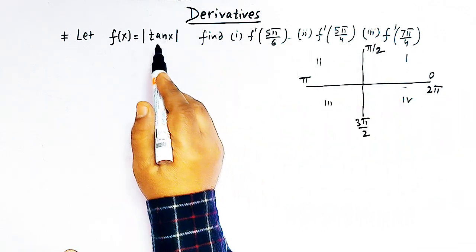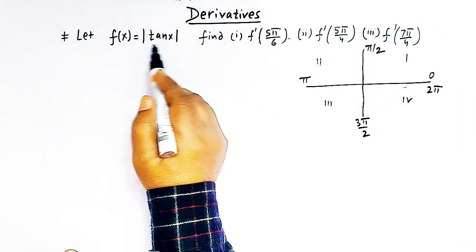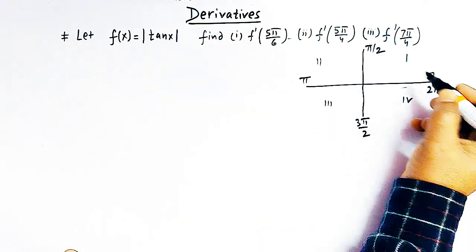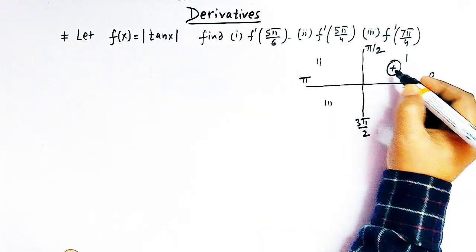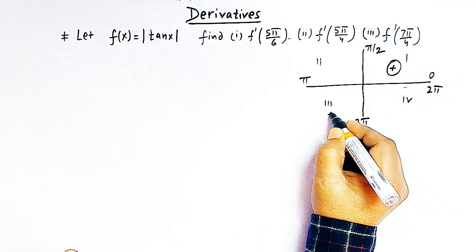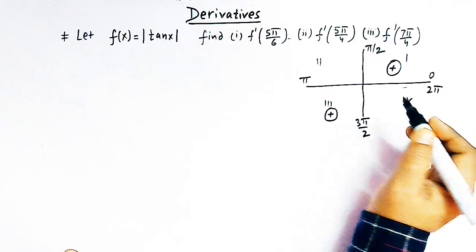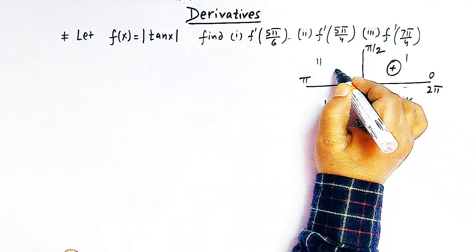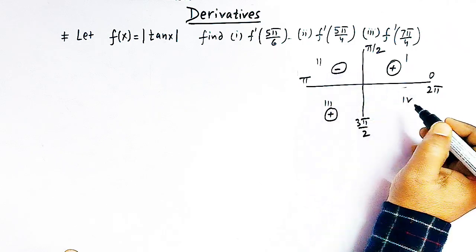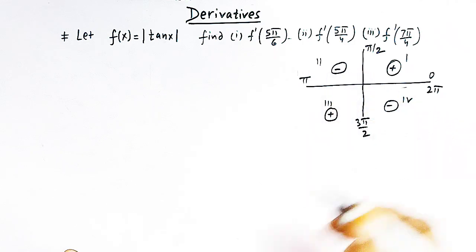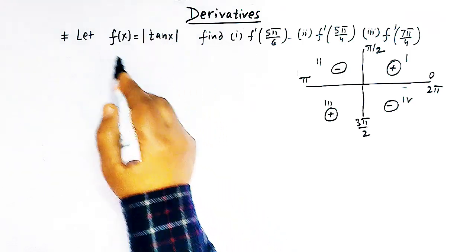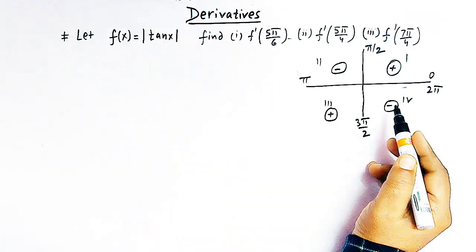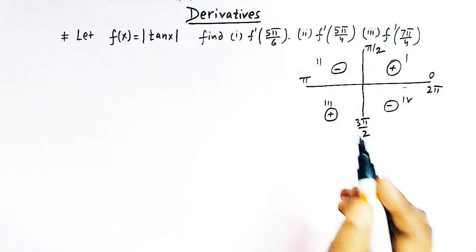Now from trigonometry we know that the tangent function is positive in the first quadrant and in the third quadrant, and the function tan x is negative in the second quadrant and in the fourth quadrant. So let us redefine this function using this sign convention.